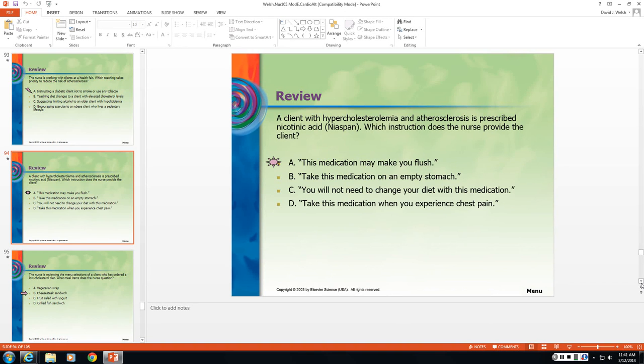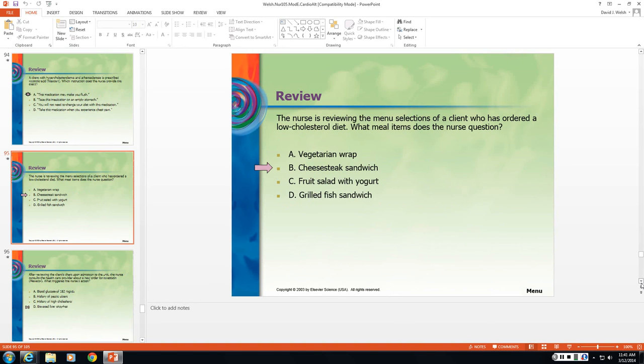Because of vasodilation. Okay, the nurse is reviewing the menu selections of a client who's ordered a low cholesterol diet. What meal item does the nurse question? Would it be a vegetarian wrap, a cheesesteak sandwich, a fruit salad with yogurt, or a grilled fish sandwich? So it would be the cheesesteak sandwich.